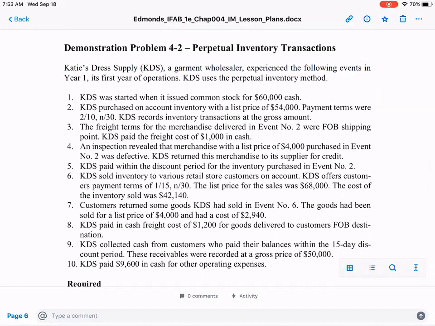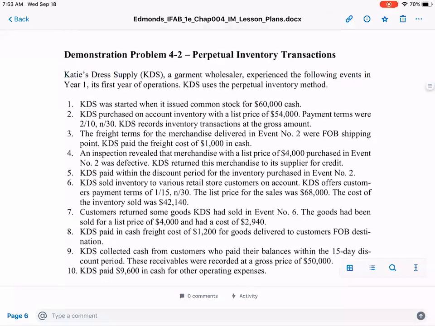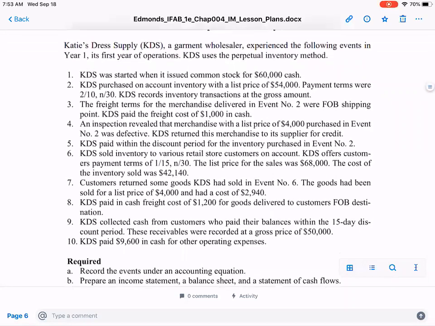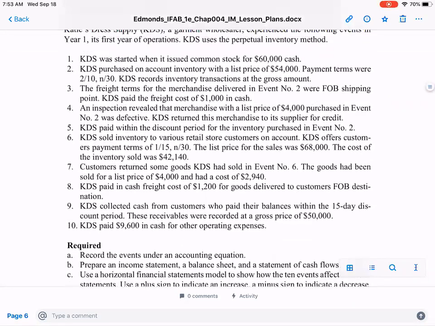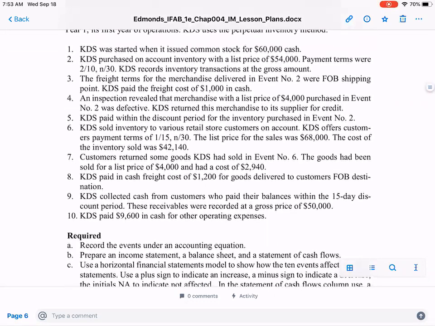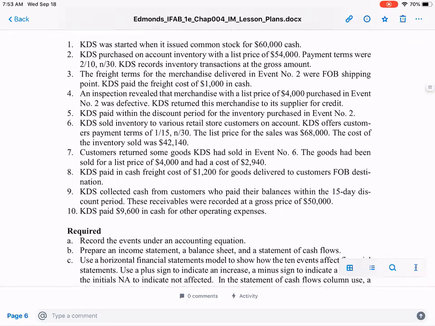So Katie's Dress Supply, a garment wholesaler, experienced the following events in year one. In its first year of operations, KDS uses the perpetual inventory system. So there's a difference between a perpetual and a periodic inventory system. I want to make sure that you go back and review the differences, but basically most businesses run on a perpetual inventory system. So after every purchase, the inventory system will update the inventory balance on the balance sheet and the cost of goods sold expense on the income statement.